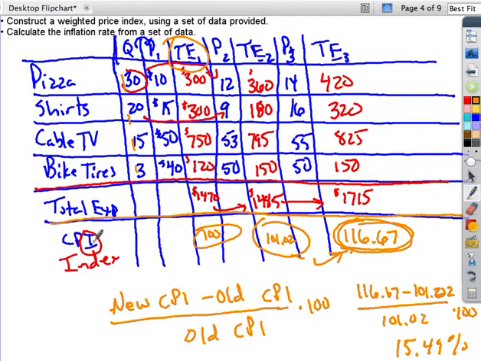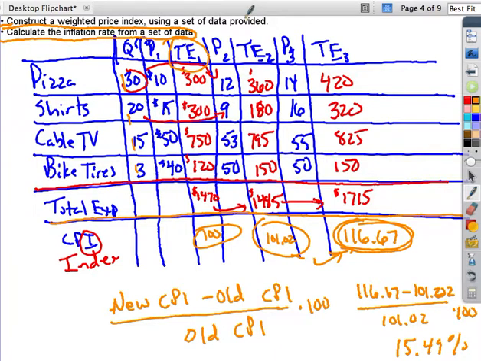So this is what you need to be able to do. You're either going to see CPI values, and you'll be asked to calculate the inflation rate from that. That's what this one's talking about. And you also need to be able to construct a price index. The price index looks at all these different types of goods.